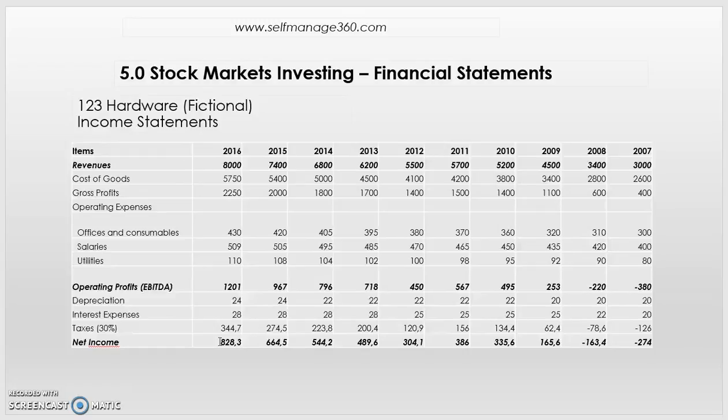profitability of the company. So in our case, 123 Hardware, which again is a fictional company, we've put the last 10 years worth of income statements, and we see that over the last 10 years, their revenues have moved from $3,000 to $8,000. Obviously, it's not written, but it's in millions of dollars, but it's irrelevant. We just want to look at trends and profitability here. So it's good to see that the profits grew in the last 10 years and the last 5 years too. So there's a trend here.